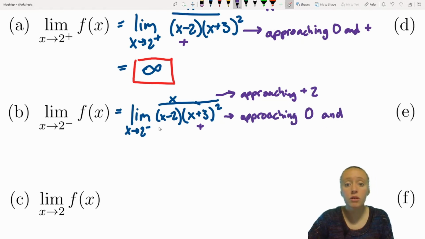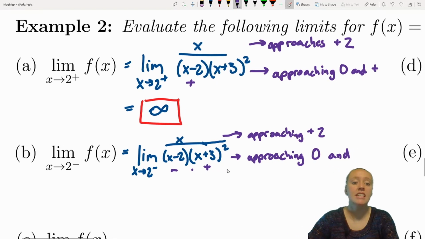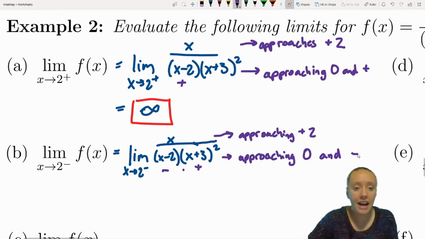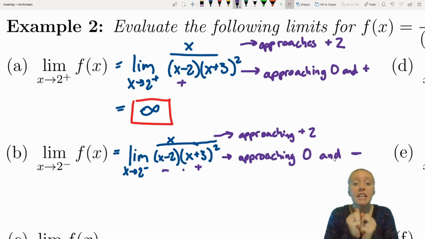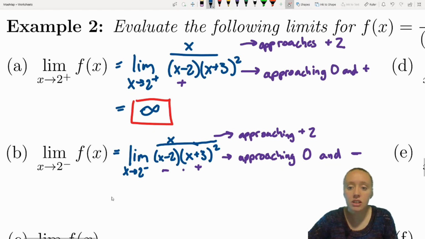And it's approaching 0 from, well, think about plugging in numbers to the left of 2. 1, 0, -1, that would result in negative numbers, and a negative times a positive is a negative. So this is approaching 0, and it's negative. Positive over a negative is going to be a negative, and a constant over a number getting smaller and smaller and smaller is going to result in a very large number, a number that's getting larger and larger and larger. So this is heading towards negative infinity.